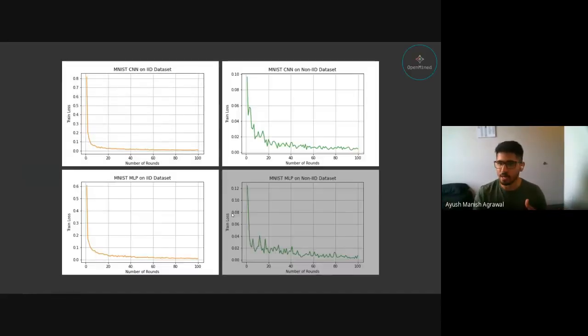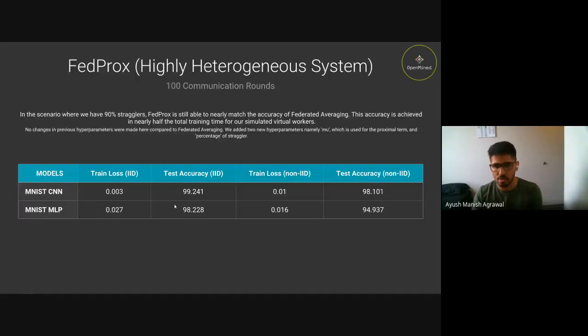And then these are some of the graphs that we saw: on non-IID datasets, we have a lot of noise, but it still converges around the same time. For FedProx, the interesting thing was that with 90% stragglers, it's still able to nearly match the accuracy of federated averaging. It's only about 1 or 1.5% below federated averaging, but it's much faster because the updates are happening much faster since clients are doing fewer epochs, assuming the virtual simulated scenario right now where everything is happening on a single machine, but we are simulating virtual workers.